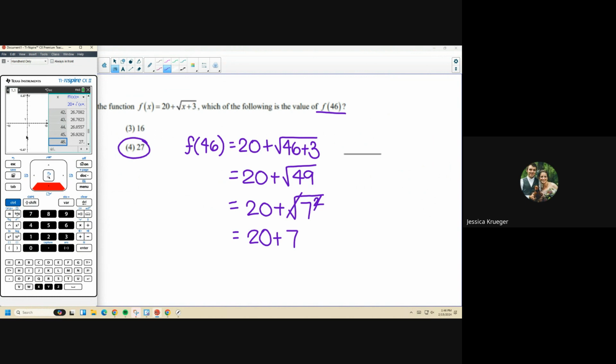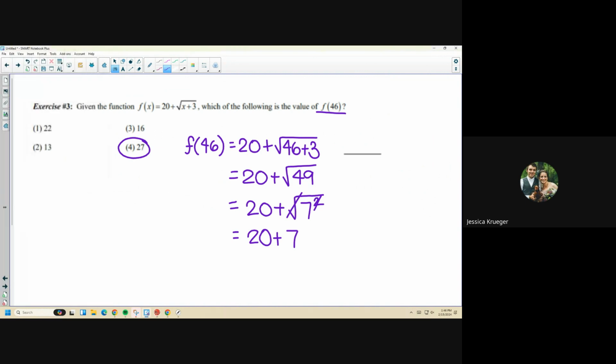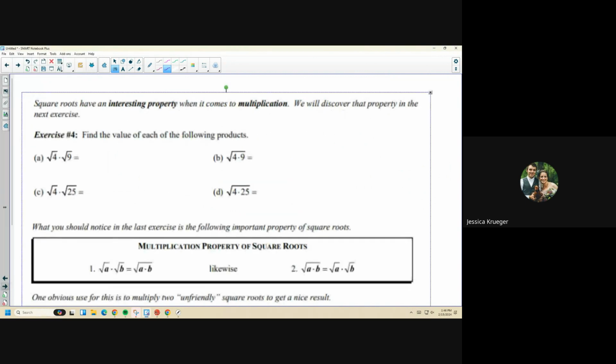And there it is, 27. Okay. Just like we could take a square root of 1/4 and break it up into the square root of 1 over the square root of 4. With division, you can break apart your radical. The same thing can happen with multiplication, okay?